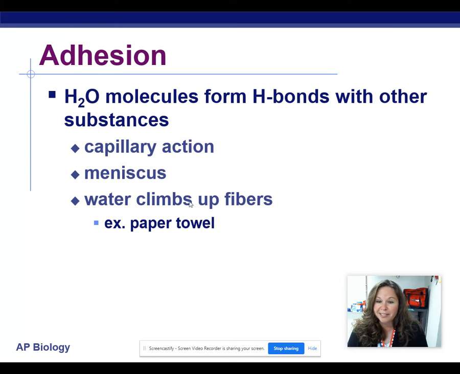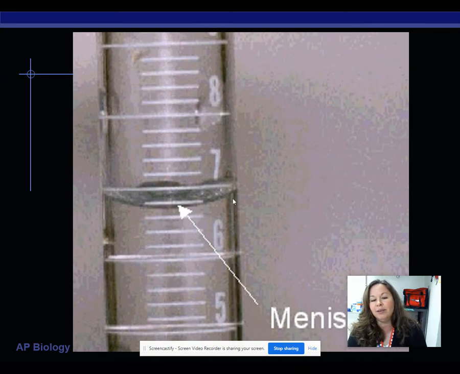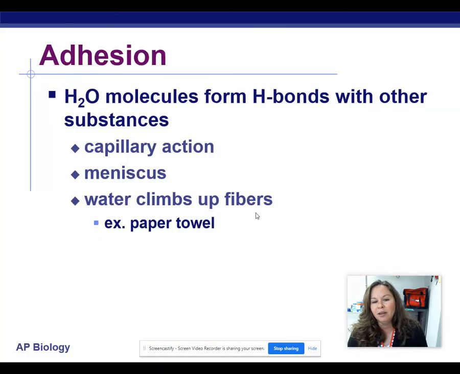You've heard of the word meniscus probably in your chemistry and physical science classes. Water likes to stick to glass. So when you have water in a graduated cylinder, remember how it likes to climb up the sides? And then it makes what's called the meniscus. And your chemistry teacher tells you, read the bottom of the meniscus when you're reading a graduated cylinder. Well, that's because of adhesion of water molecules. Capillary action, where water likes to move up little glass tubes or up little fibers of a paper towel as well.